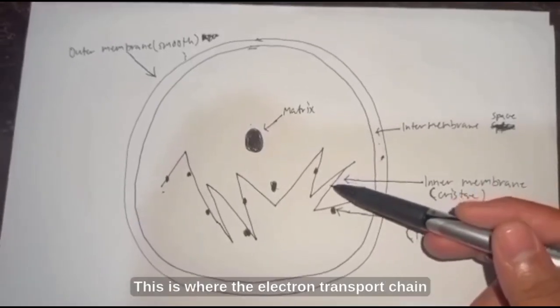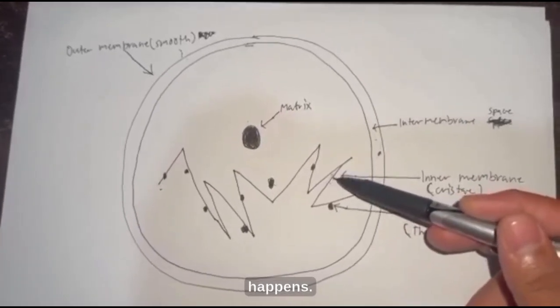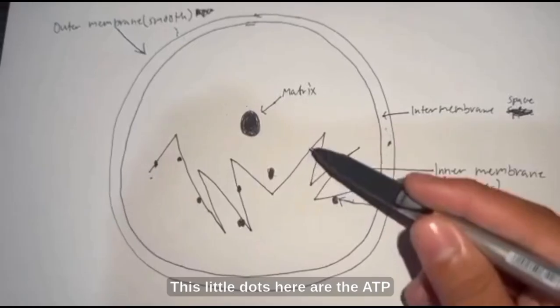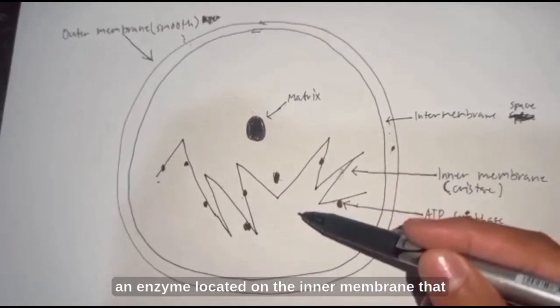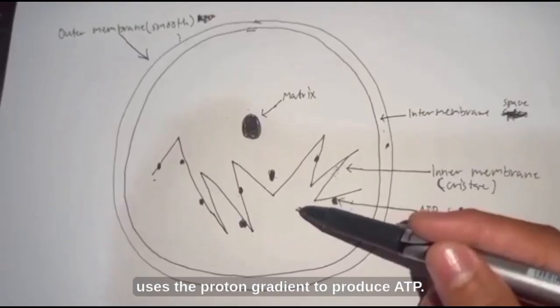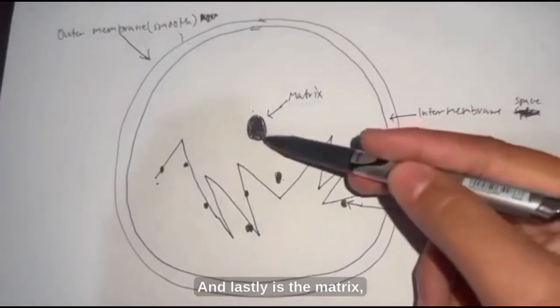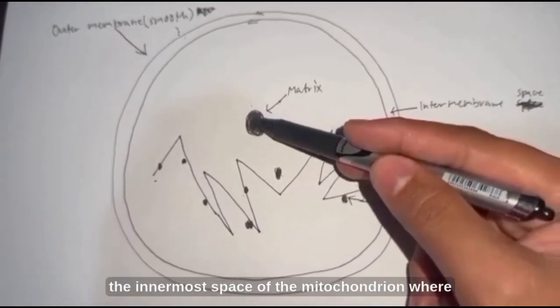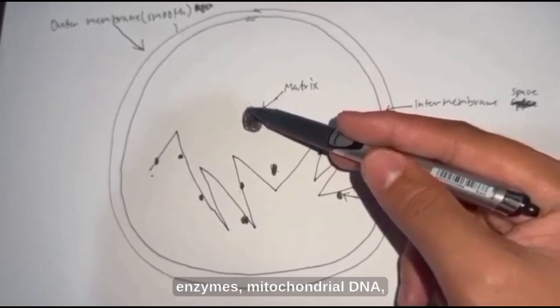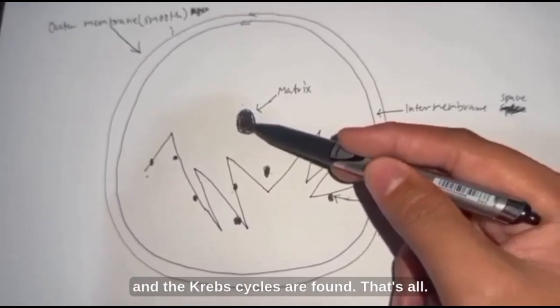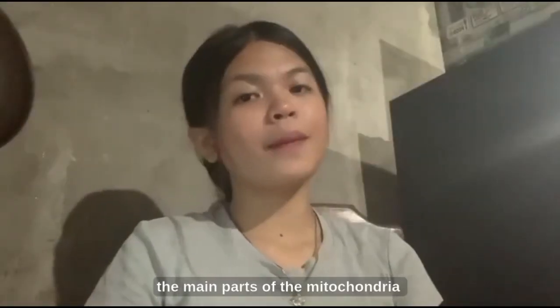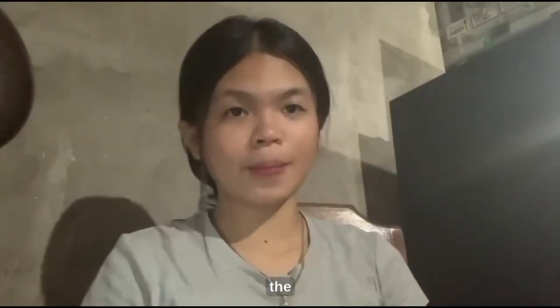This is where the electron transport chain happens. These little dots here are the ATP synthase, an enzyme located on the inner membrane that uses the proton gradient to produce ATP. And lastly is the matrix, the innermost space of the mitochondrion where enzymes, mitochondrial DNA, and the Krebs cycles are found. That's all. The main parts of the mitochondria.